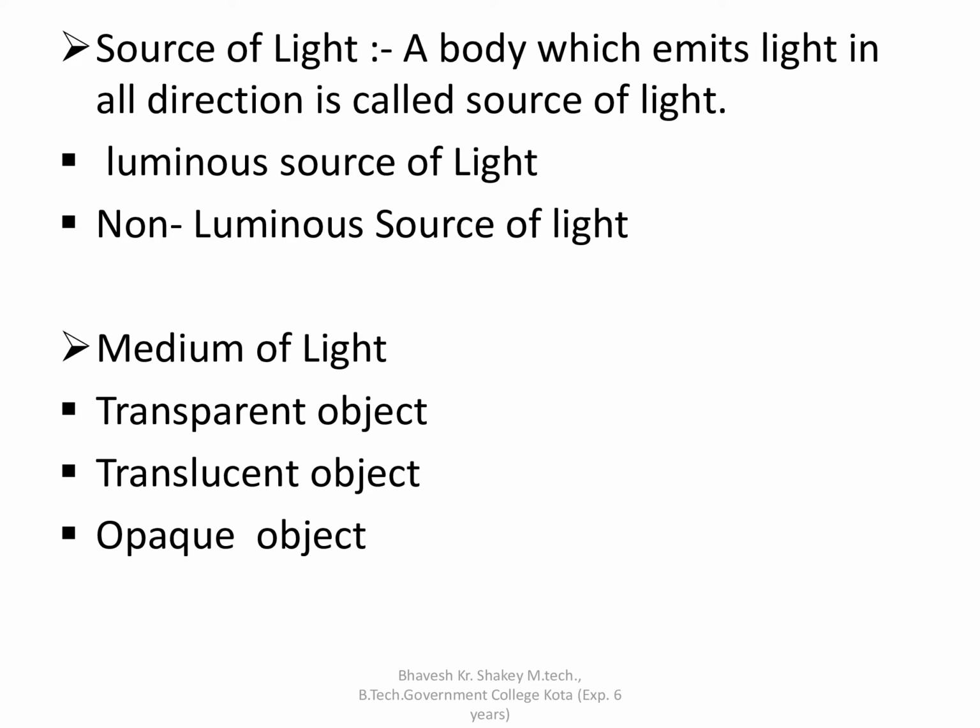So what happens in a luminous source of light? They itself emit the light. The examples of luminous source of light are sun and stars, electric lamps, candles, lanterns, etc.